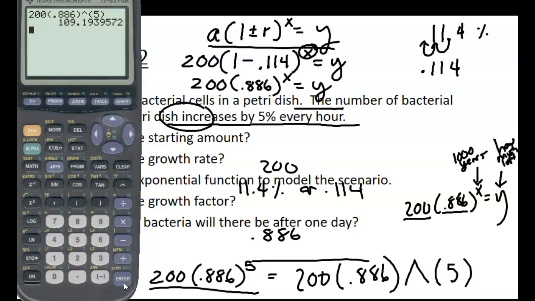So that's how much would be left after 5,000 years. It started at 200 and it goes down to 109 right now. $109.194. Let's round it to the third decimal place.